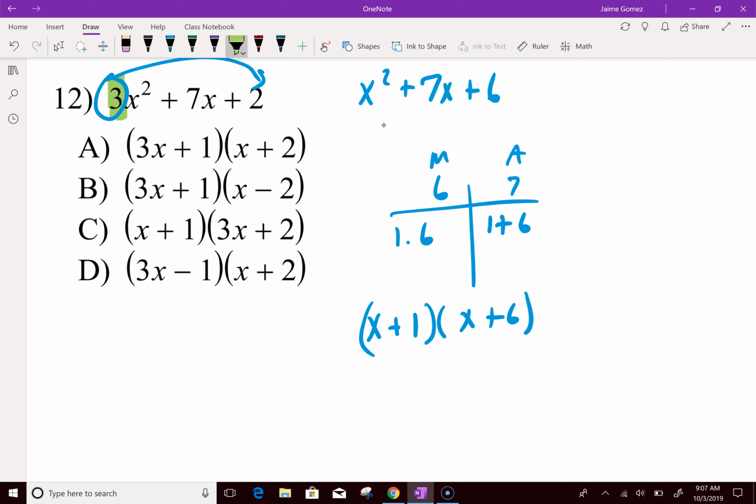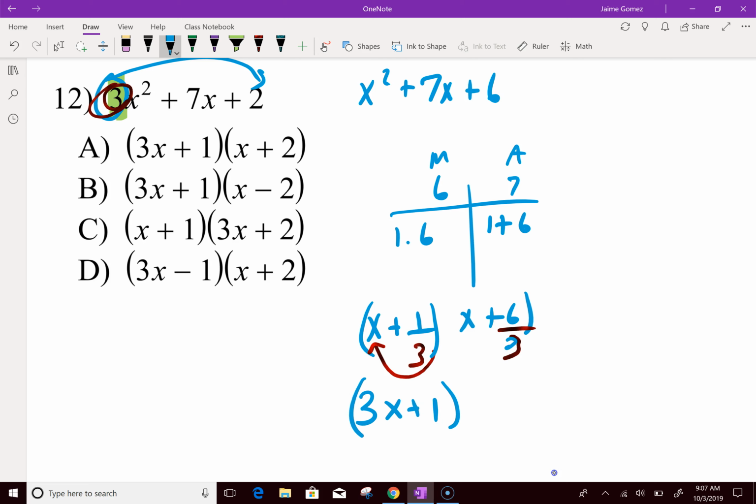Since I multiplied by 3, I got to bring it back, so divide by 3. 1 does not go into 3, so then the 3 just goes in the front. So this is 3x with a positive 1. 6 does divide by 3, so this is x with a positive 2. So 3x plus 1, x plus 2.